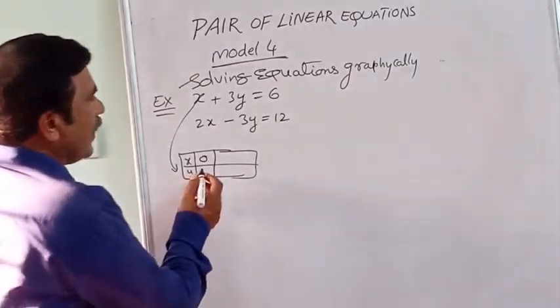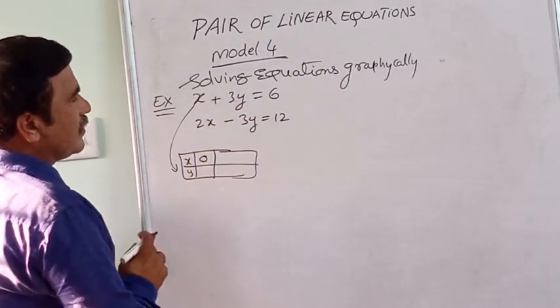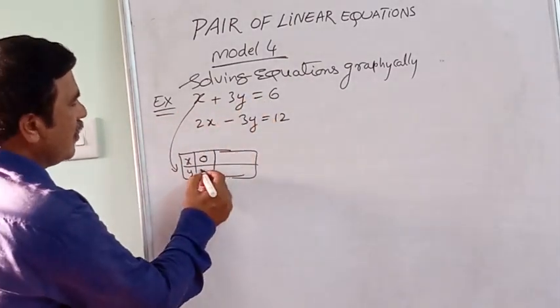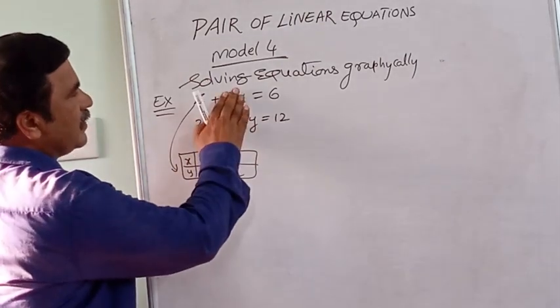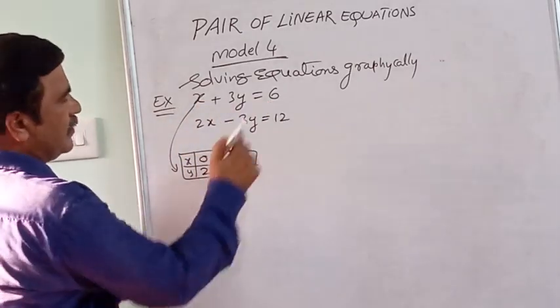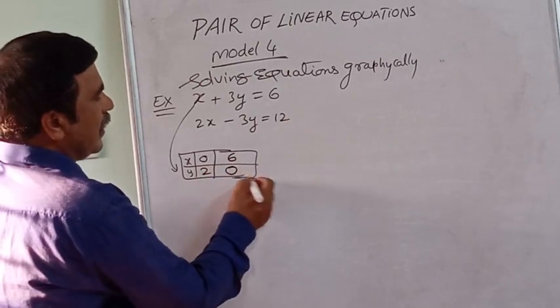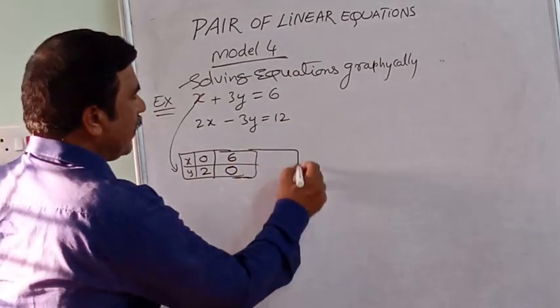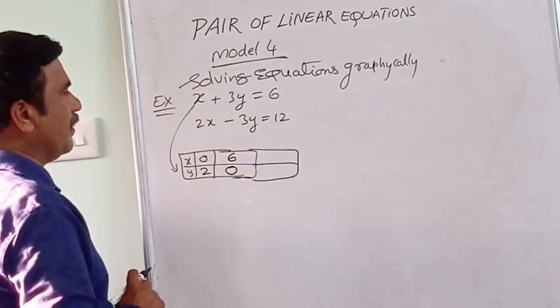Now, if x is 0, this becomes 0, then 3y is equal to 6. 3y equals 6 means y value is 2. In the same way, y 0 means this block will be absent. Then directly x is equal to 6. Therefore, y 0, x is equal to 6. Other points you can prepare or not, your wish. Main 2 points must be prepared.